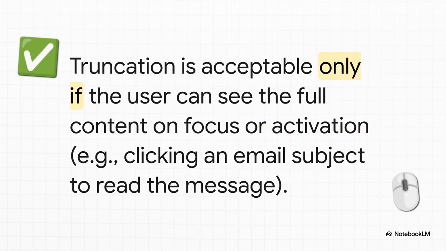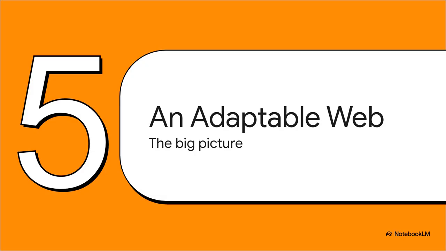Now, there is one tiny exception to the no cutting off text rule. Truncation is okay if, and this is a big if, the user can easily get to the full text. The perfect example is an email client. A long subject line might get cut off in the main list, but you can see the whole thing when you click to open the email. That's fine. Okay, let's zoom back out for a second and focus on the big picture here.